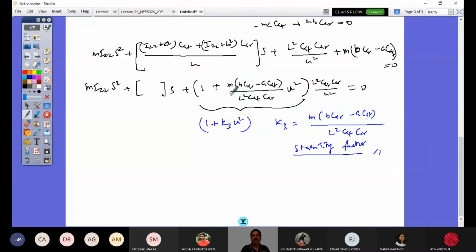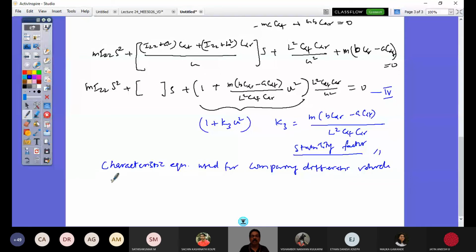And now this equation that we have derived, the fourth equation, is what is called the characteristic equation, and it is used for comparing different vehicle handling behavior.